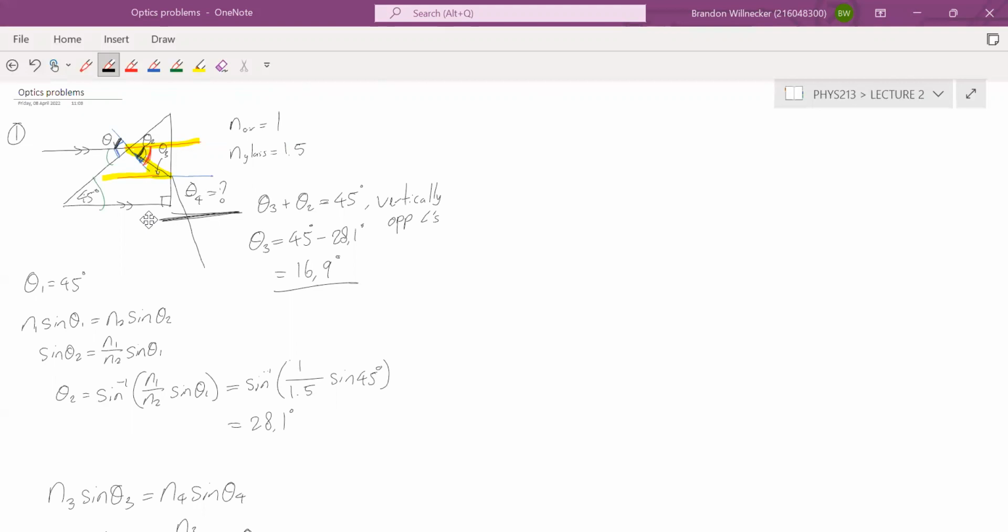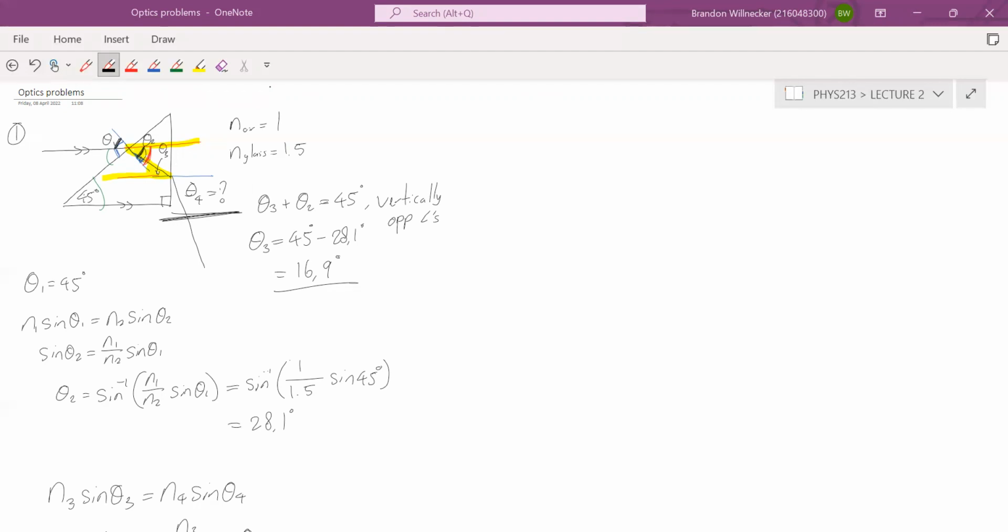Okay, any questions on this first problem? Okay, so it's not too bad. It's just using Snell's law a couple times because of the multiple refractions. If you do have any questions, please just shout out or post it in the chat and then I can read it.